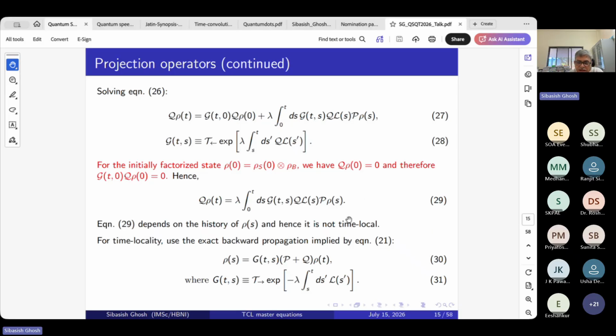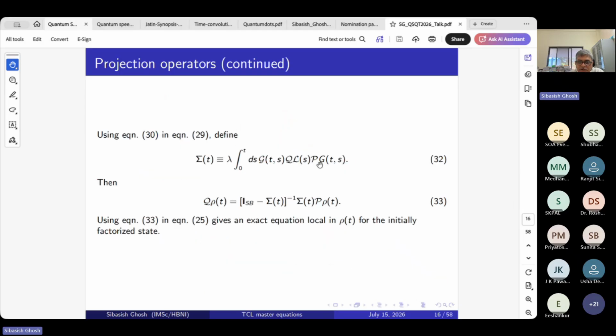Using this, you can now write down this Q of rho t, and therefore you can use that to figure out what is rho s. In fact, there will be another time evolution, basically a backward evolution. Using all this, this is your sigma t. So Q of t is basically the identity minus sigma t inverse, then sigma t P of rho t. This is ultimately the result, and here we have made no assumption till now.